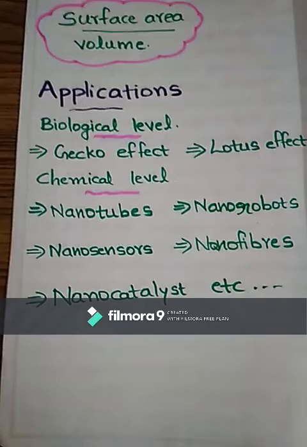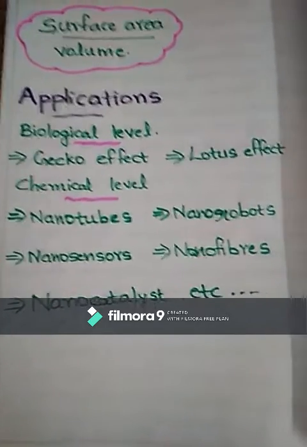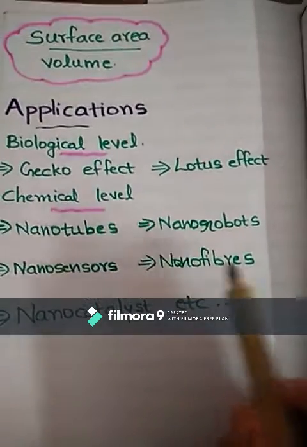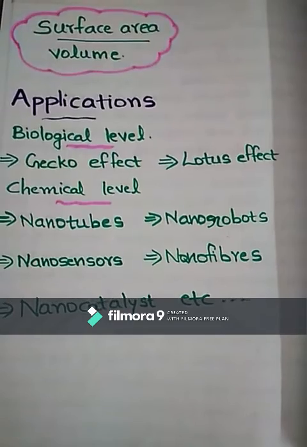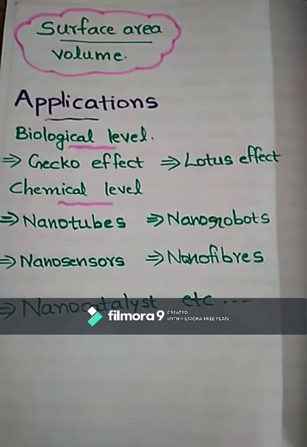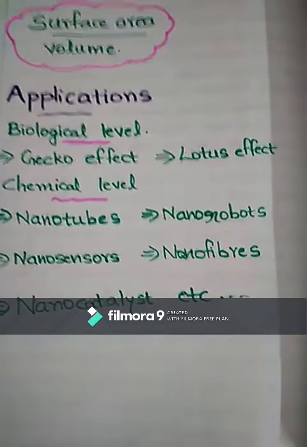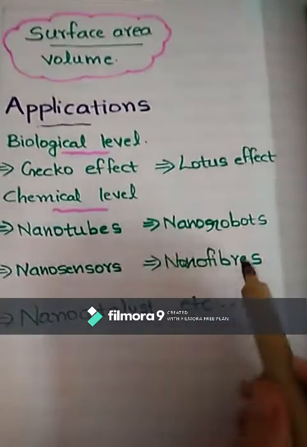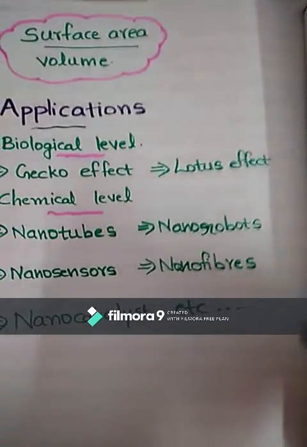And another thing is nanofibers. Nanofibers are a fiber itself, and a method known as the electrospinning technique is used for the preparation of these nanofibers. Many tissue engineering processes and water purification techniques are also present for nanofibers.